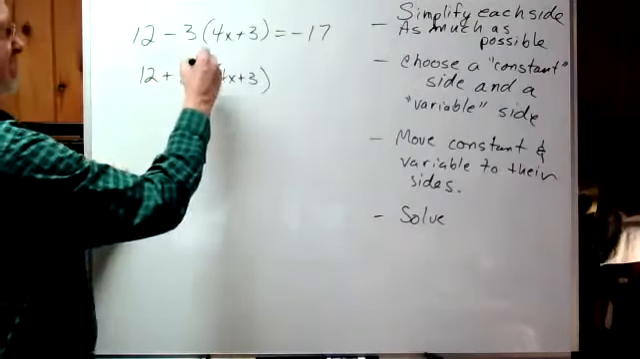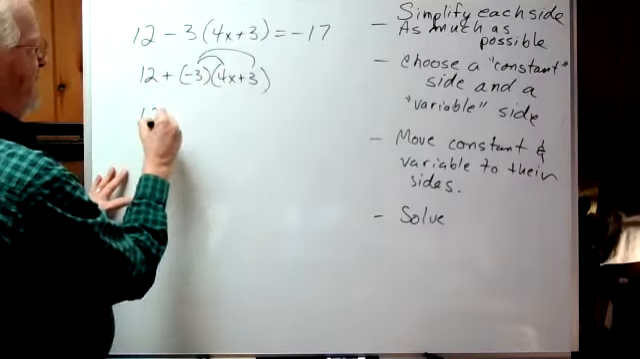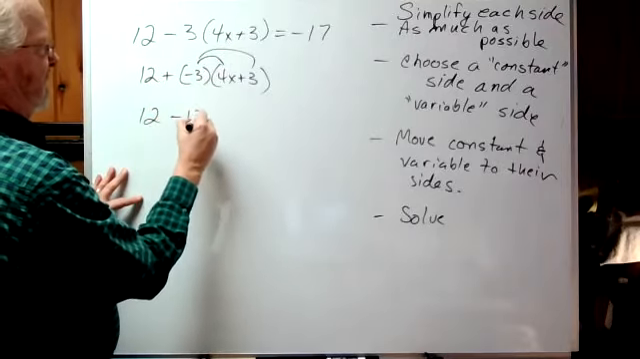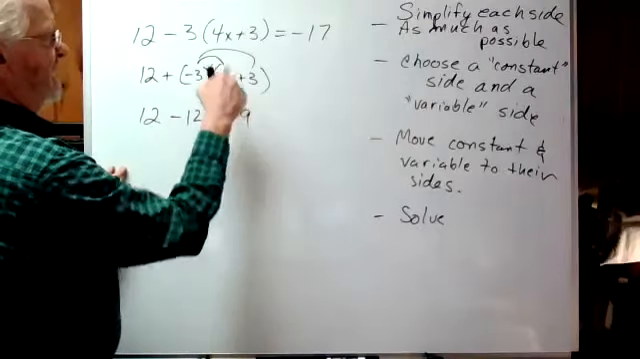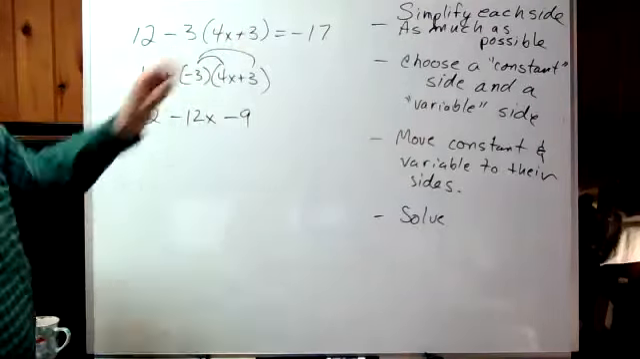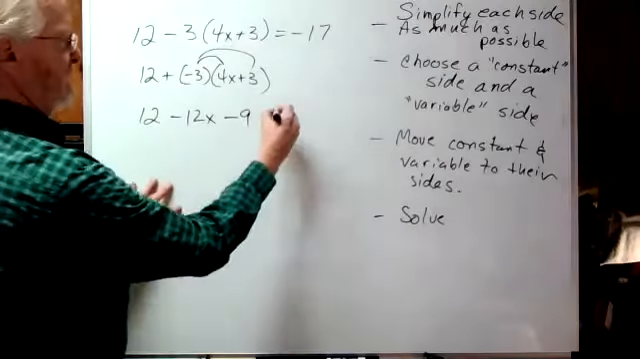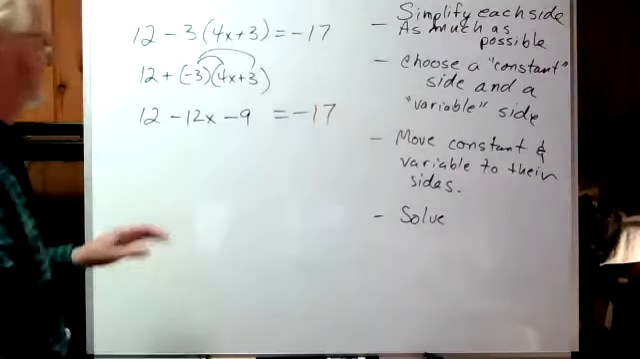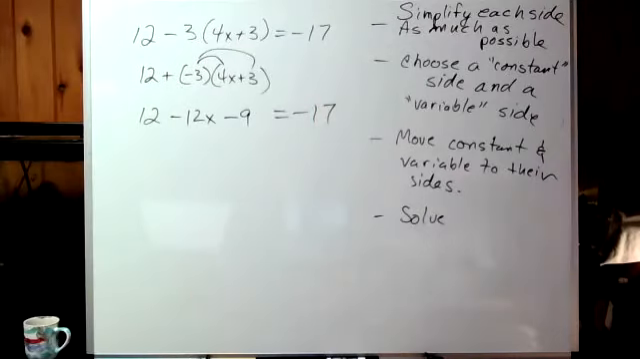Okay, so yeah, let's do that. 12. Let's see, minus 12x minus 9. That's where it gets you, that second term there. Minus 9 equals -17. Still some simplifying to be done. You see it?